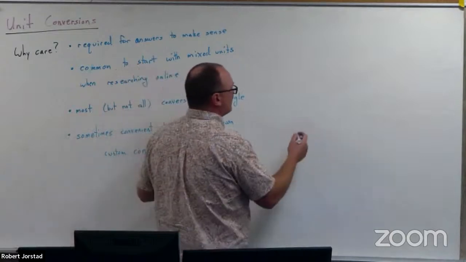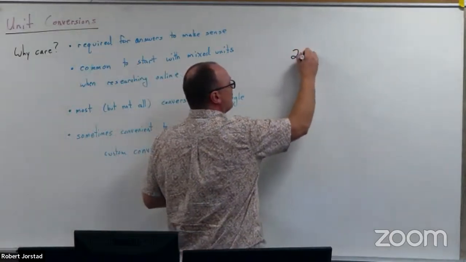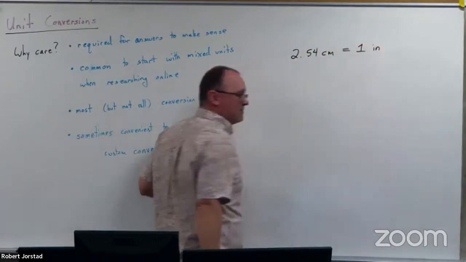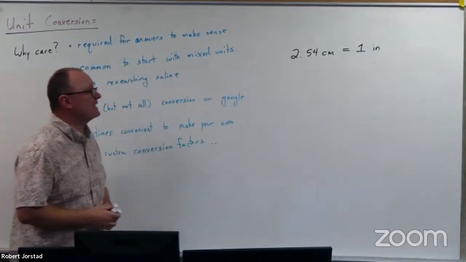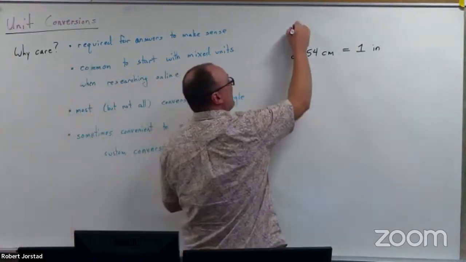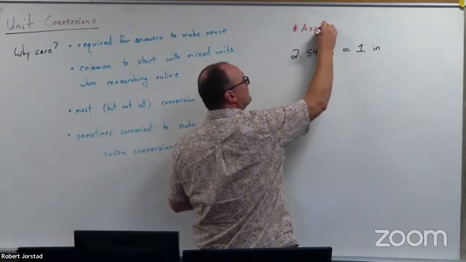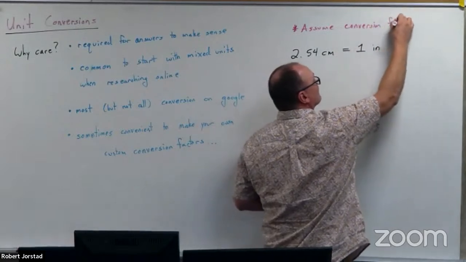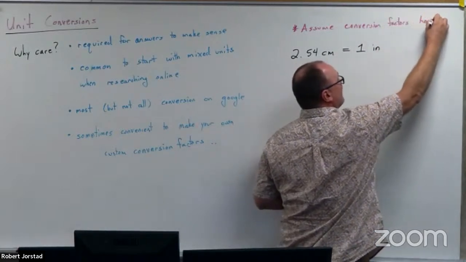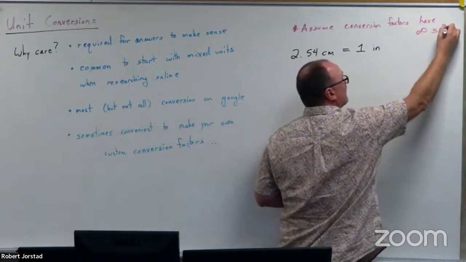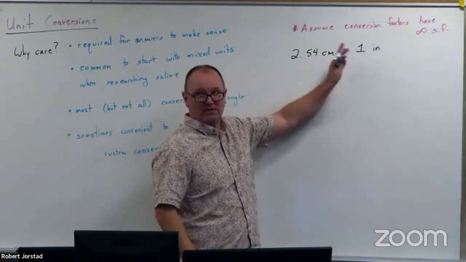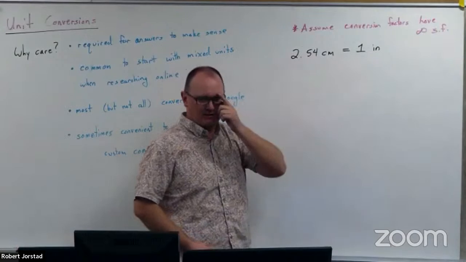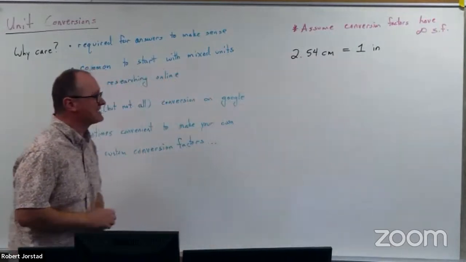So what do I mean by this? Let's start with a simple one. I know that 2.54 centimeters is 1 inch. Immediately something might come to your mind, sig figs. Unless otherwise specified, assume conversion factors have infinite sig figs. So we're going to assume that this is actually 1.0000000, and this is 2.540000 out to infinity. So we're assuming this is exact.